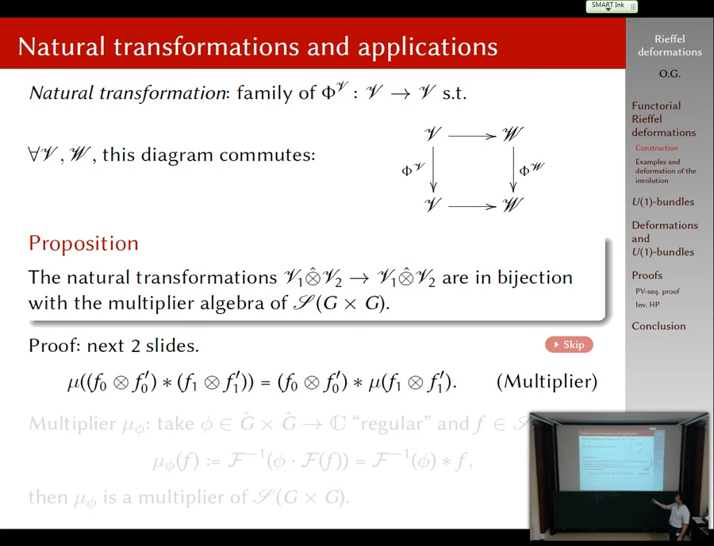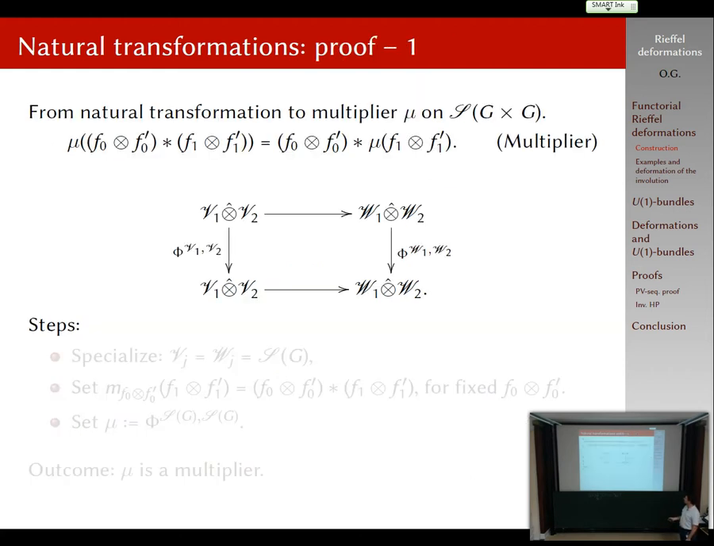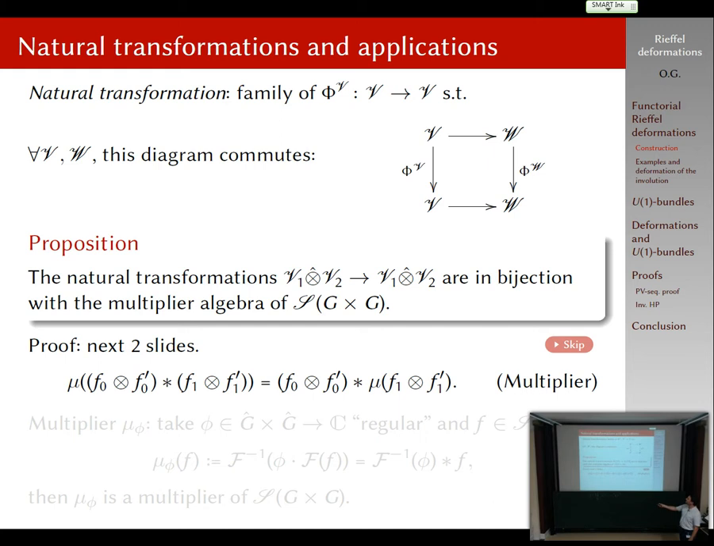The natural transformations from this kind of tensor product to the same tensor product are in bijection with the multiplier algebra of the Schwarz algebra of G times G. So you see, we're not going to consider natural transformations of a single space, but rather of two spaces, which is not so surprising, since what we want to do is really to deform the algebra structure. So I say a natural transformation is the same as a multiplier of the algebra of S(G times G).